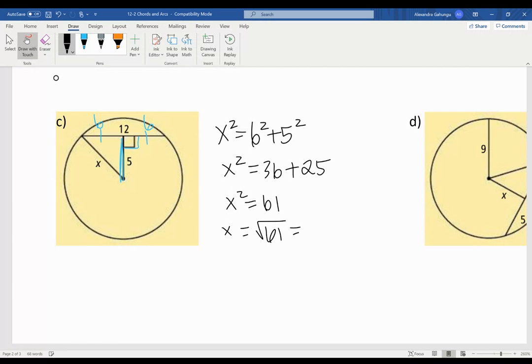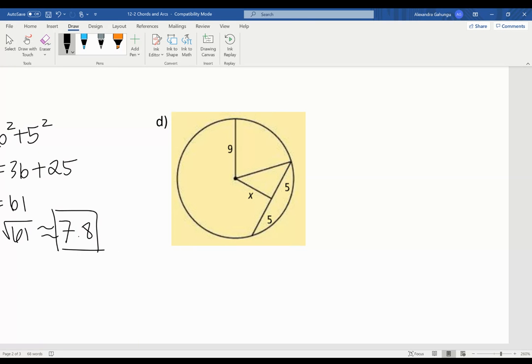and we're looking for the square root of 61, and we're still looking for an approximate answer rounded to the nearest tenth. And we get 7.8 and no units, so we're just boxing that up. Last example like that, we look at this chord here. So I've got a chord, and it looks like we've got this line bisecting that chord, so both of these are 5, which means if that's true, I've got a 90 degree here.